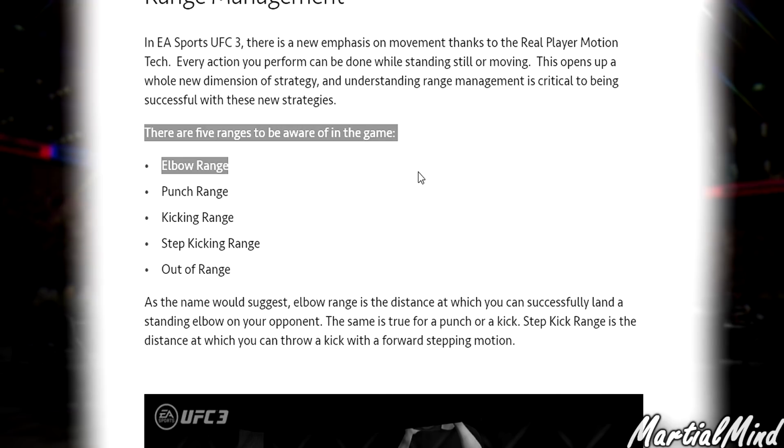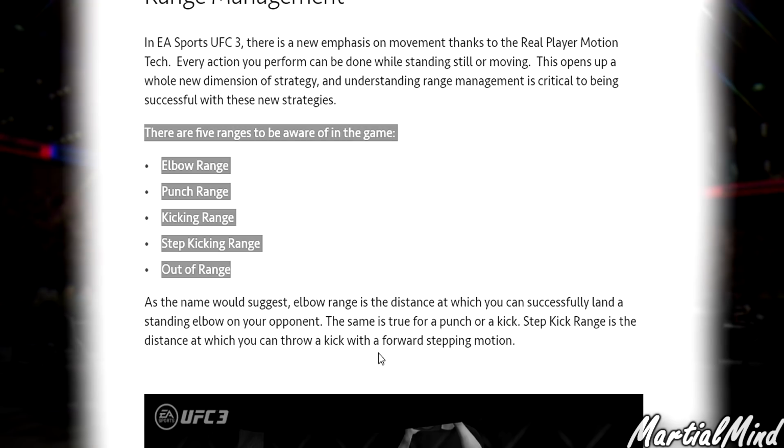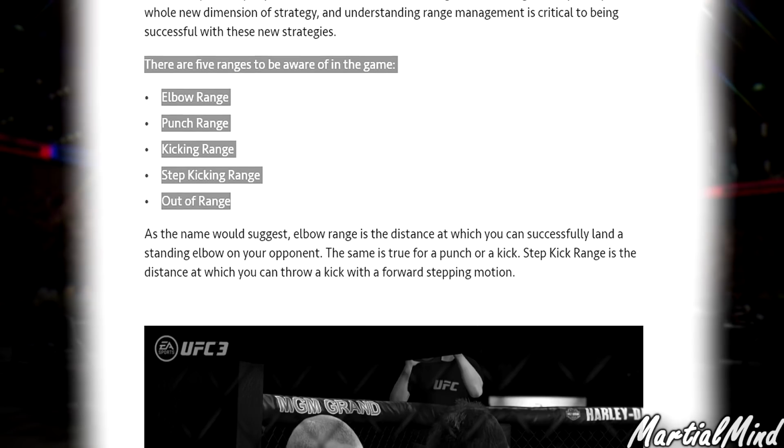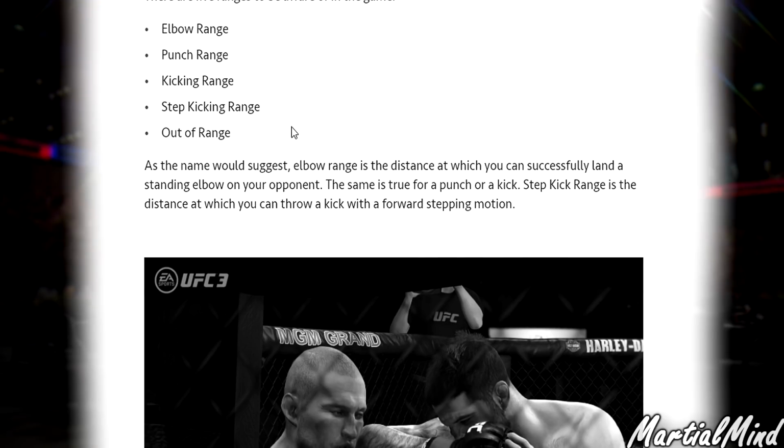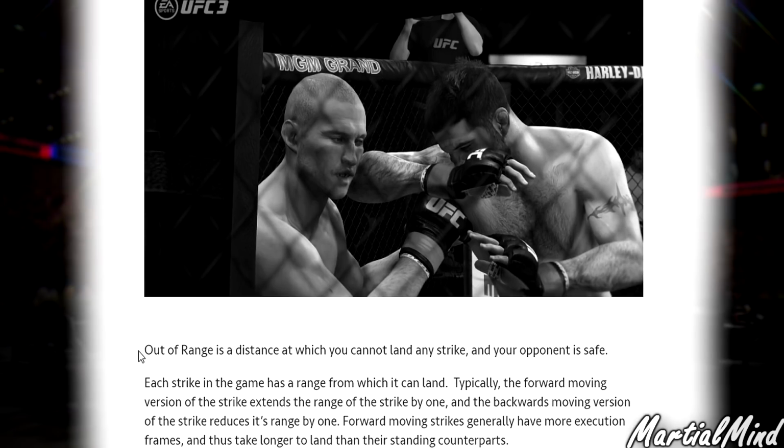We've got the elbow range, which is the closest and shortest range in the game, and from this range you can land an elbow. And then you've got the punch range, which is a bit longer than elbow range, and from this range you can land a punch without lunging in at all. Then you've got the kicking range, which of course means that you can land the kick from this range without lunging. And then you've got the step kick range, which means that you have to lunge in with the kick to land it from this range. And then the last one is out of range. From here, you cannot land anything at all, even if you lunge in.